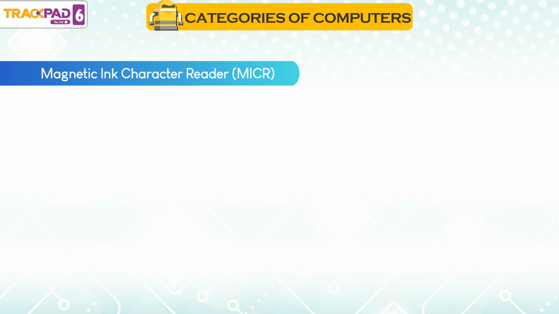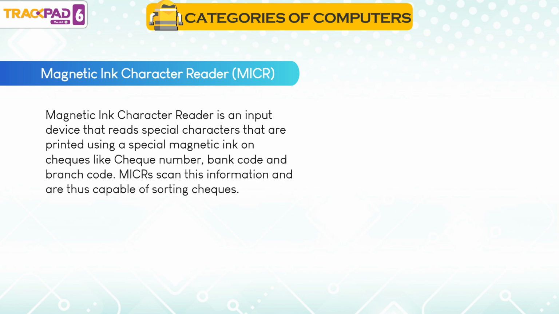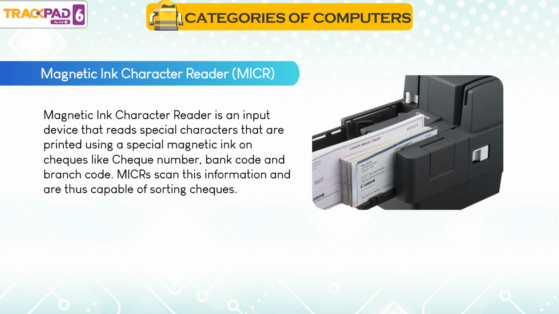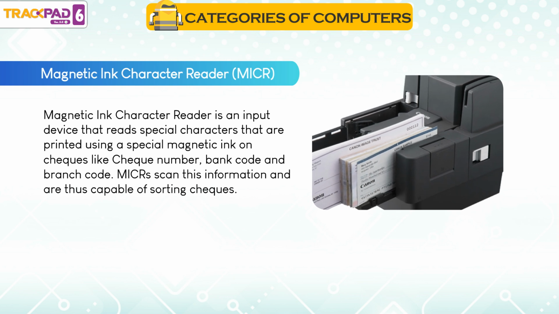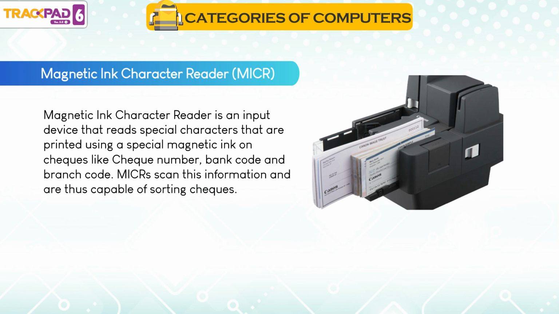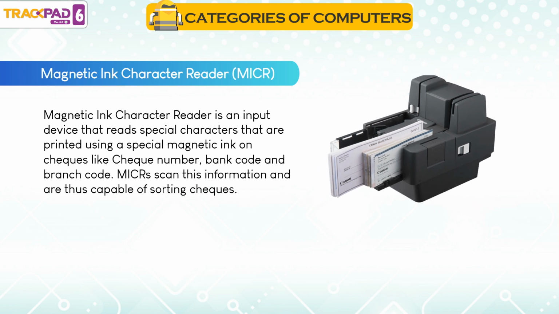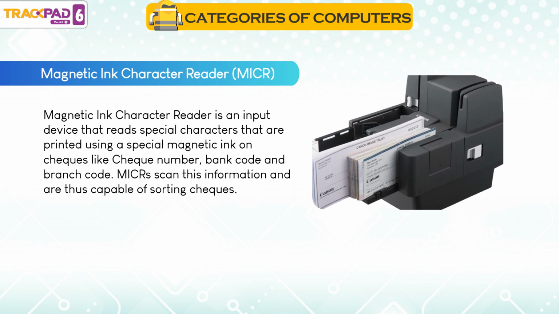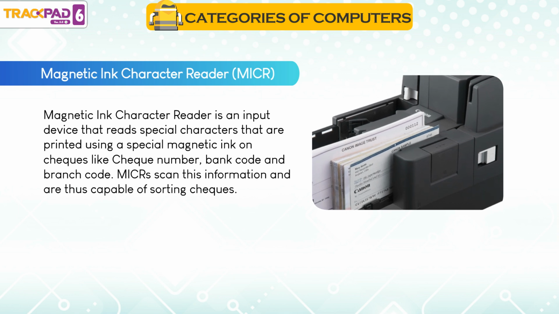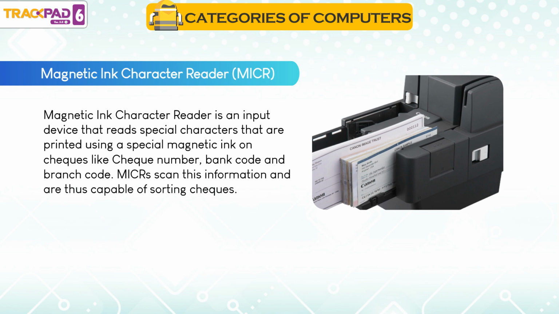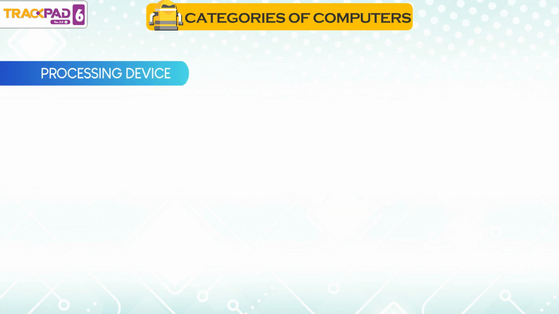Magnetic ink character reader, MICR. Magnetic ink character reader is an input device that reads special characters that are printed using special magnetic ink on checks like check number, bank code, and branch code. MICRs scan this information and are thus capable of sorting checks.